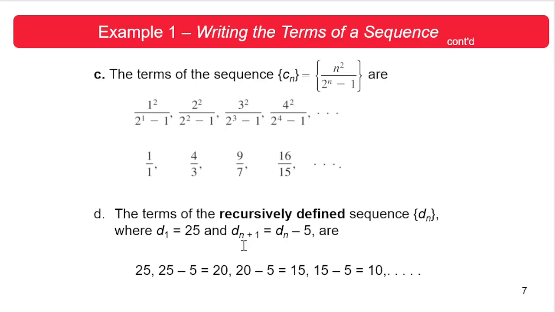For the fourth term, you let your n be 3. So you have d sub 3 plus 1 is d sub 4. And this is equal to d sub 3 minus 5, where d sub 3 is 15. And 15 minus 5 is 10. So these are the terms of the sequence defined in letter D. 25 is the first term, 20 is the second term, 15 as the third, and 10 as the fourth term. So you can also get the other terms of the sequence by using this relation.